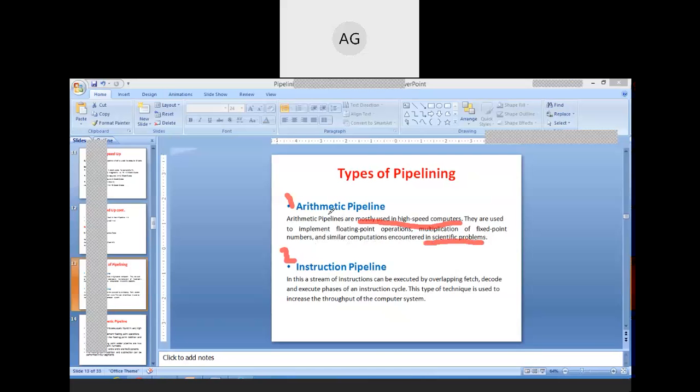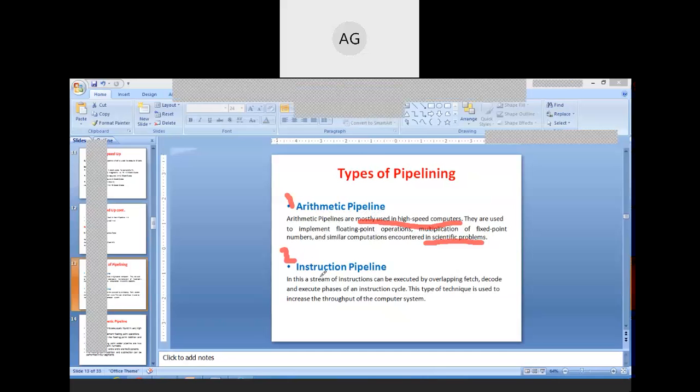As its name suggests, the arithmetic pipeline is basically used for calculation purposes. Operations we need to perform here, like multiplication, addition, division, subtraction, all the operations in the case of fixed point and floating point, are done in the arithmetic pipeline.